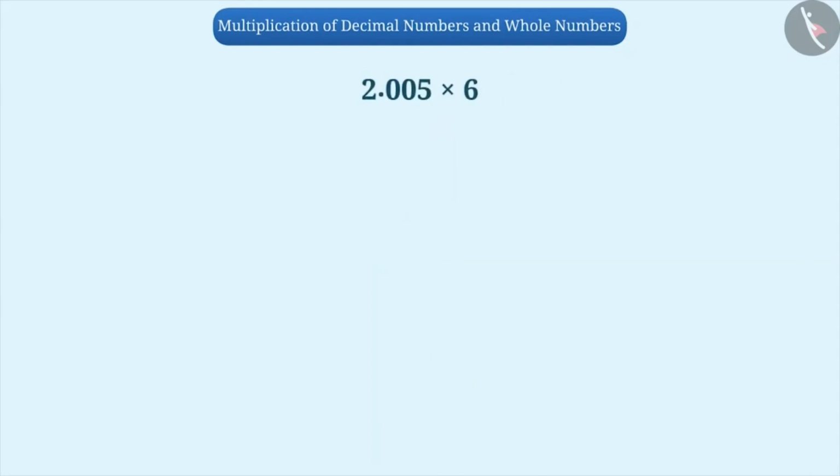Similarly, can you obtain the value of 2.005 multiplied by 6? Pause the video and try to solve this. First, we will write the given numbers one below the other. Then, we will multiply them the same way we multiply whole numbers.